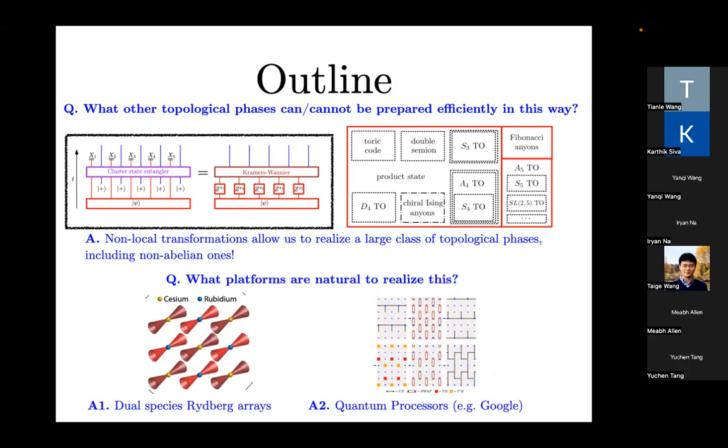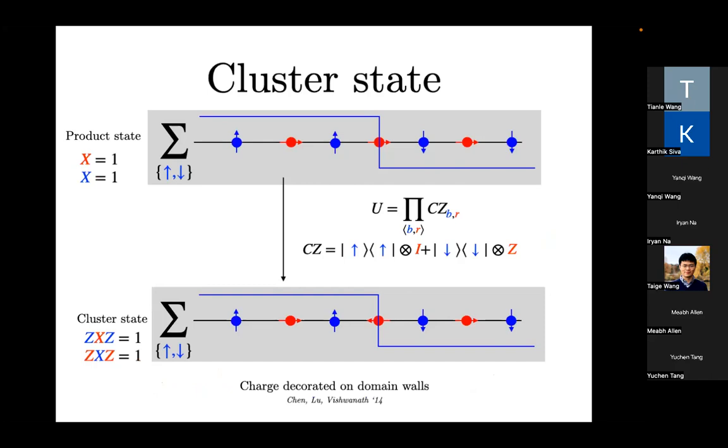Okay, so let me just go through the known example of preparing the cluster state. The cluster state can be prepared by using a shallow depth circuit. Let's consider two species of qubits, one blue and one red, and let's say they're in a product state. I'm taking the red qubits to be pointing in the plus direction, while the blue qubits, instead of the plus direction, I'm going to write them as a superposition of all ups and all downs.